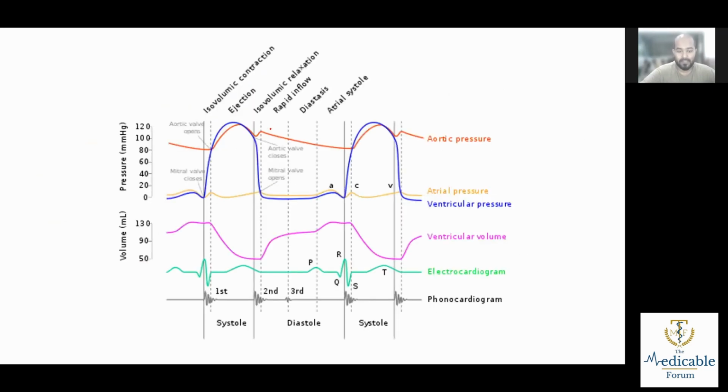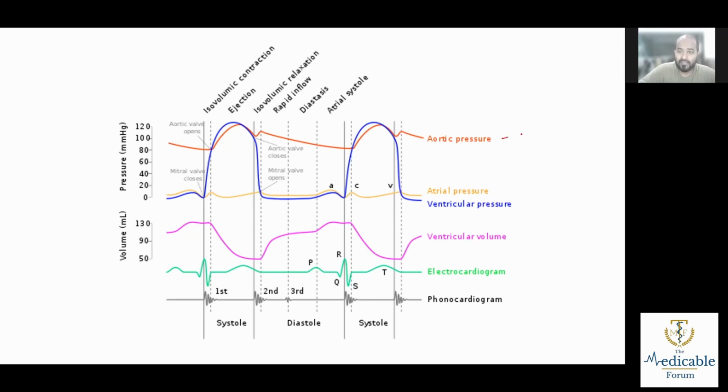Now let's go to a more important part in this anatomy and physiology lecture, that is the cardiac cycle. Now, what do you mean by the cardiac cycle, and what does this graph show? It might be a lot to digest at once, but let's break it down into components, right?